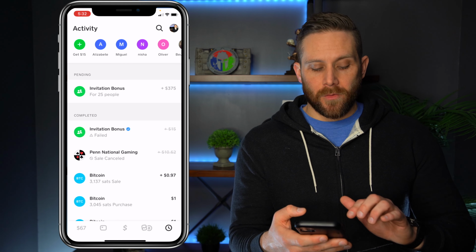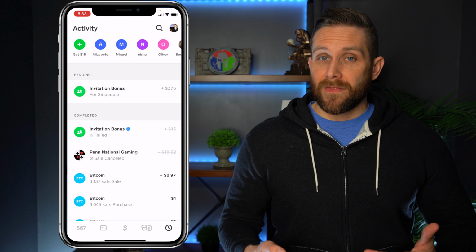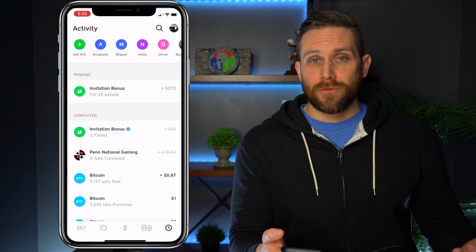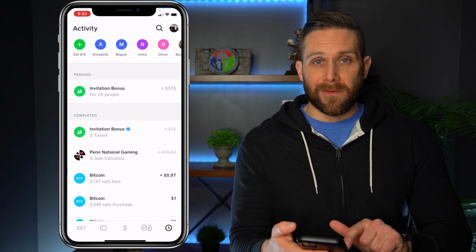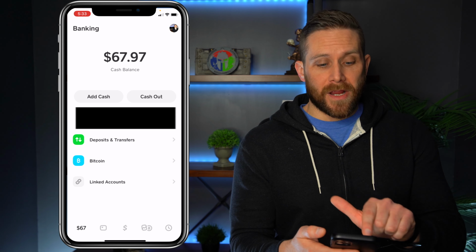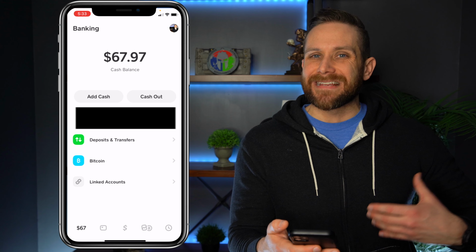Now, one thing to know is that once you sell that stock, once the market is open and that stock trade goes through, the money is going to get deposited just into your normal Cash App account. So down there at the bottom right where it says $67, I'm going to press on that, and it will get deposited right here into your cash balance. So that's where the money is going to go.